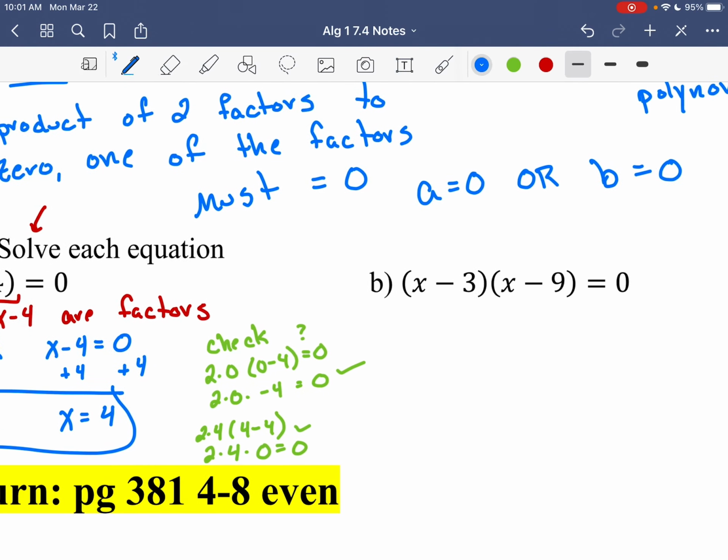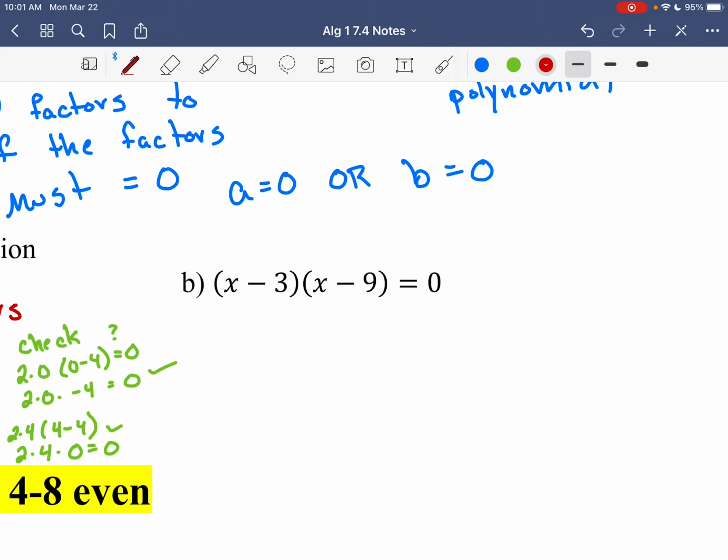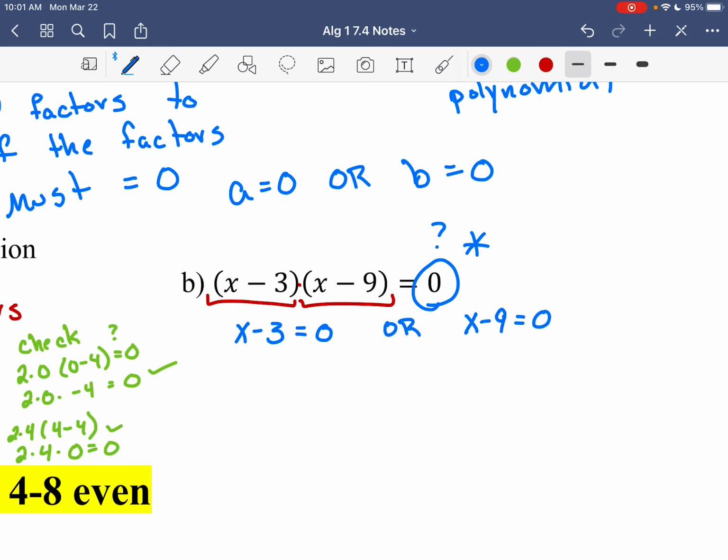Okay. All right, so this next one, my two factors. I have a factor of x minus 3 times a factor of x minus 9. So there's my two factors. For me to be multiplying those two things and getting 0, okay, important word, there has to be a 0 on that side, I know either x minus 3 has to equal 0 or x minus 9 has to equal 0. So I'm going to solve each of these little equations separately.